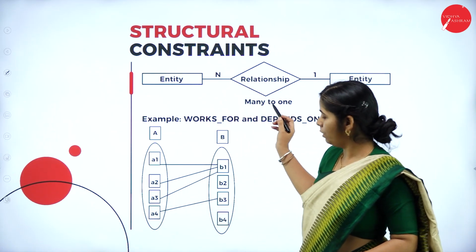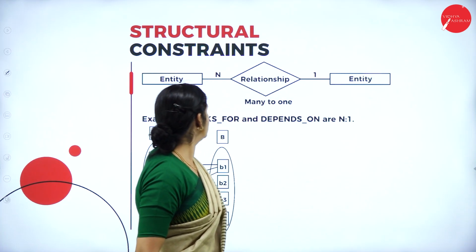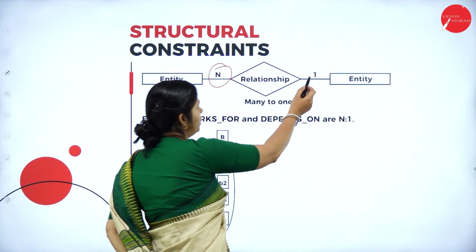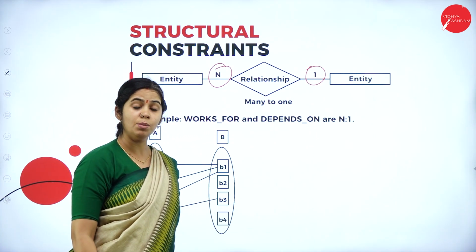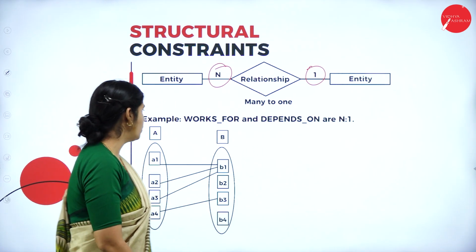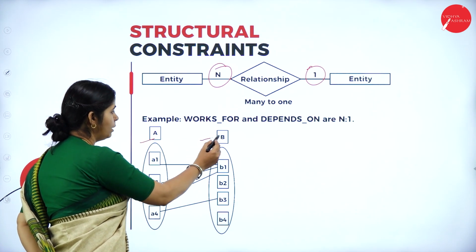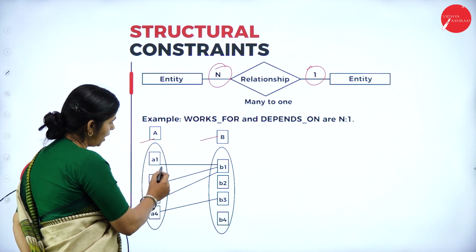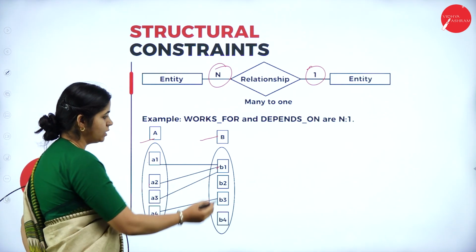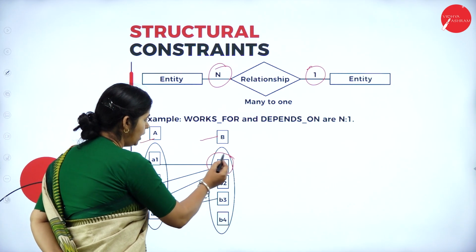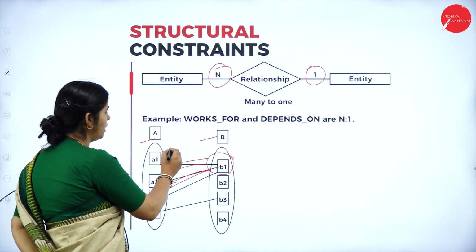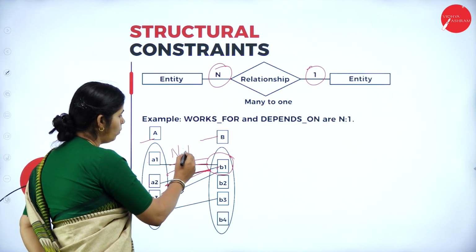Let's see the diagrammatic representation. Here entity 1, entity 2, relationship. Many participants are communicating with one participant in entity 2. You can see in entities A and B, A1 is participating with B1, A2 is participating with B1 and A3 is also participating with B1. Only n entities communicate with the same entity in the other table, that is n to 1.